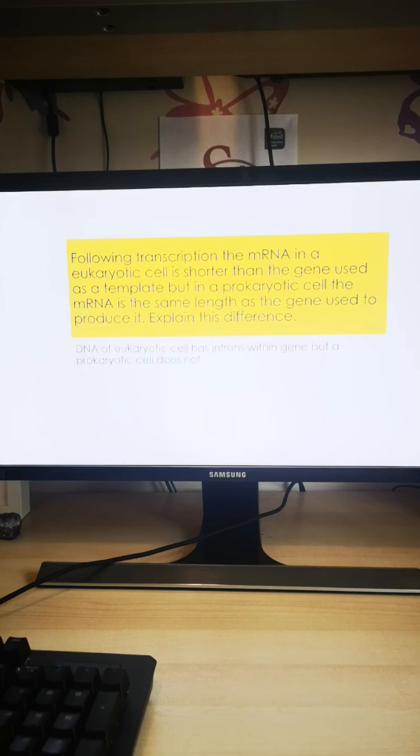So, DNA in a eukaryotic cell has introns within the gene, prokaryotes don't. So after transcription, these regions are removed from the pre-mRNA in a eukaryotic cell, okay, by the process of splicing, I would add. Okay, next one.